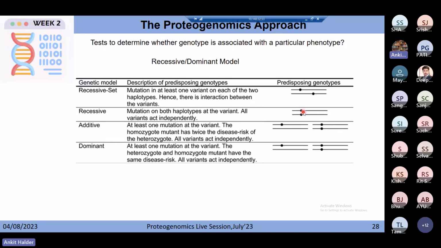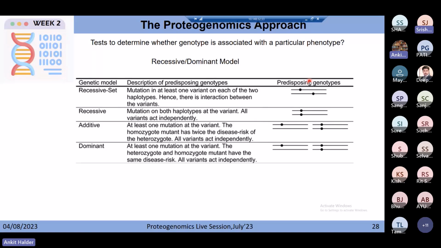Here it is the same, but in the recessive they act independently. Here they are influencing each other, so this is not independent. And the final one is the dominant, that is one mutation in the variant, so the heterozygote and the homozygote have the same disease risk. All variants act independently. So all these three act independently, but here they don't act independently. So this is one of those models of the associations of genotype.